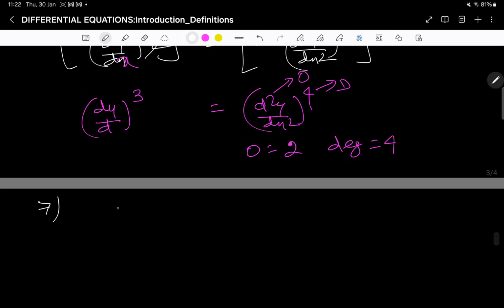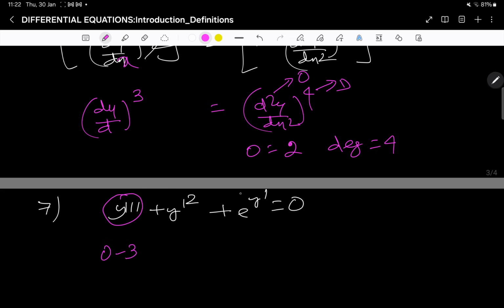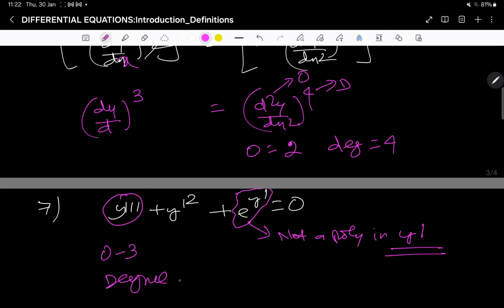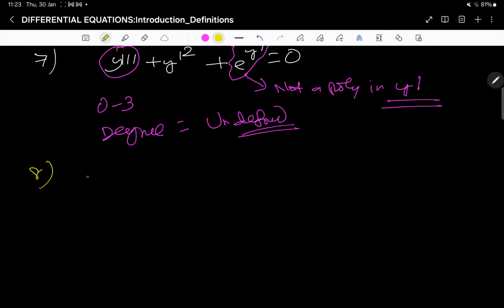Coming to one more example, y''' + (y')² + e^(y') = 0. You see here, this is giving us the order. Order is 3 here. But for the degree, we see this is not a polynomial in derivatives, because of this, not a polynomial in y'. So degree is undefined. Now coming to one more equation.